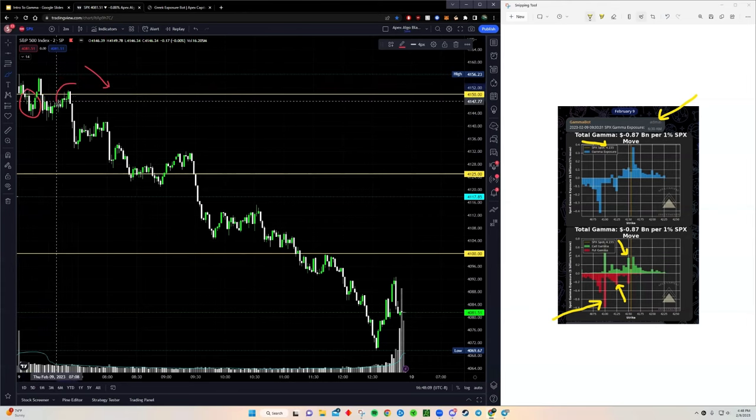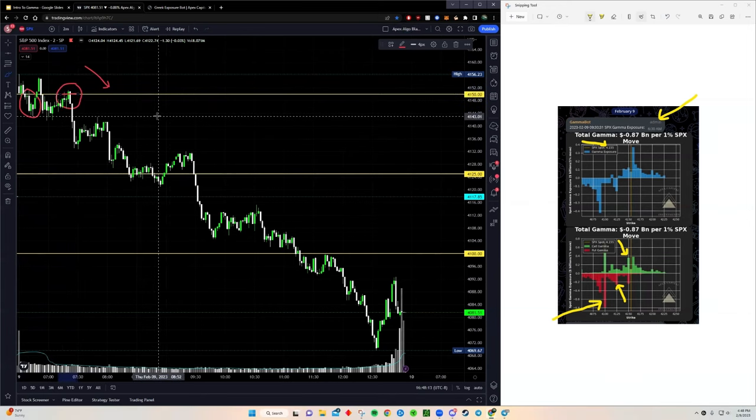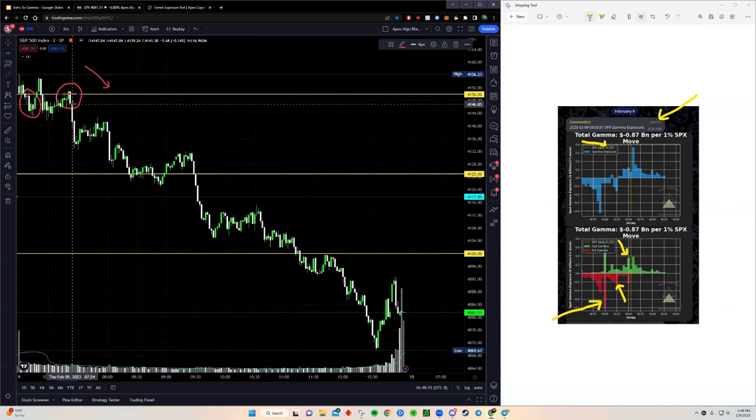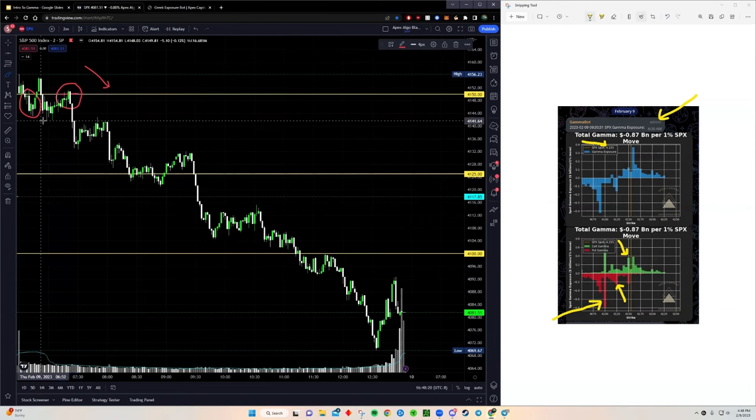In this case, we got a retest right here and we rejected the 4150 gamma wall perfectly. And we leg down. So in this situation, if I'm being honest with myself, I would have entered around here, a break of low of day as well as a rejection of the gamma wall. This confirms some form of a continuation. However, let's say I miss this move.